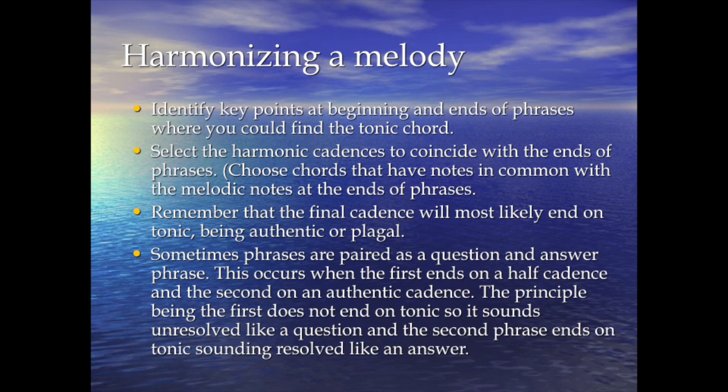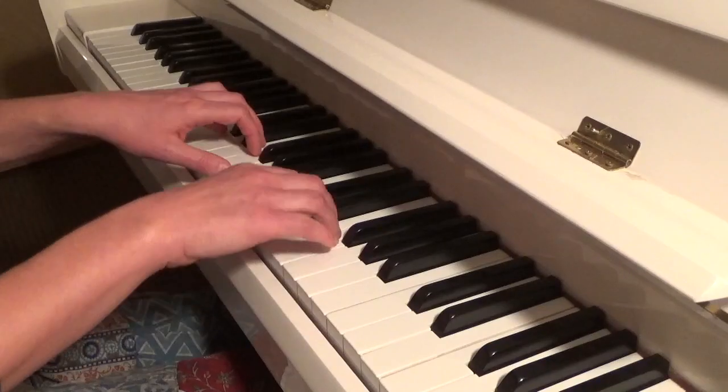Sometimes phrases are paired as a question and answer phrase. This occurs when the first ends on a half cadence and the second ends on an authentic cadence. So if the first phrase ends on the 5 chord and the second phrase ends on the tonic chord, the 1 chord, you have a pair of question and answer phrases. The principle being the first does not end on tonic, so it sounds unresolved like a question, and the second phrase ends on tonic, sounding resolved like an answer. So we do have that here.